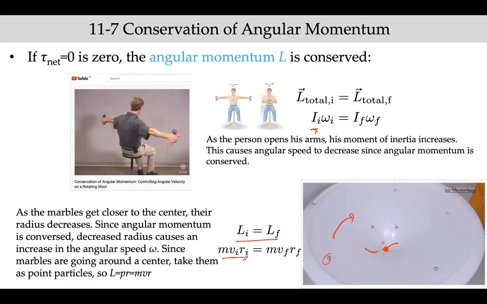As their radius decreases, so the final radius is less, they're getting closer and closer to the center, then their speed should increase so that the equation doesn't break, because the angular momentum is conserved. So this whole thing should be the same. If the radius goes down, then the speed should go up. We take the marbles going around a center as point particles. Let's see this video and check if that's really what happens. According to this equation, because the radius is decreasing, their velocity when they get close to the hole should increase. Let's watch.